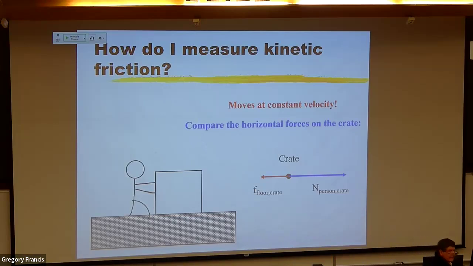I'll wait. Gonna call me a liar? Yes. It's got to be exactly the same. If I have zero acceleration, I don't care what the velocity is. If I have zero acceleration, that diagram has to scream balance. And that means the push by Greg has to be exactly the same as the friction force that I'm trying to measure.